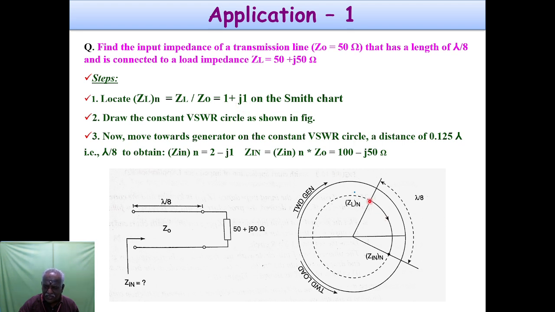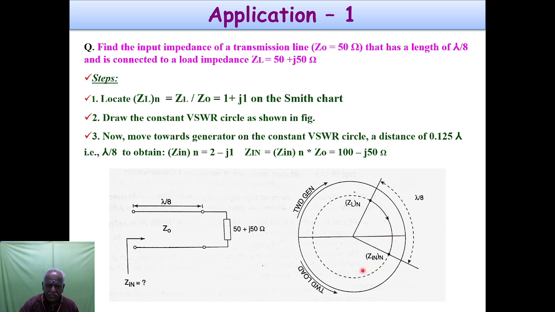This is located here. ZL is equal to, so you have to mark the intersection of the R is equal to 1 circle and X is equal to plus 1, that is the plus j1 circle. Okay, so the intersection of these two circles will give you the load impedance point. Now using this load impedance point, from the center of the chart, taking this as the radius, we draw a circle. That circle is called the constant VSWR circle.